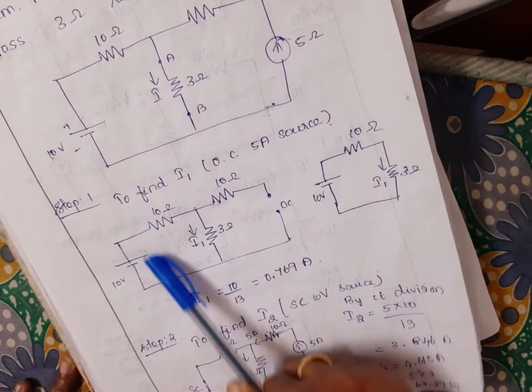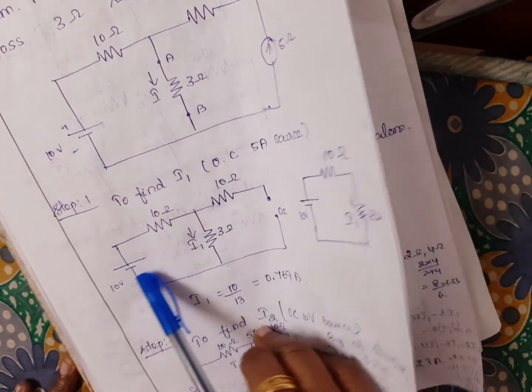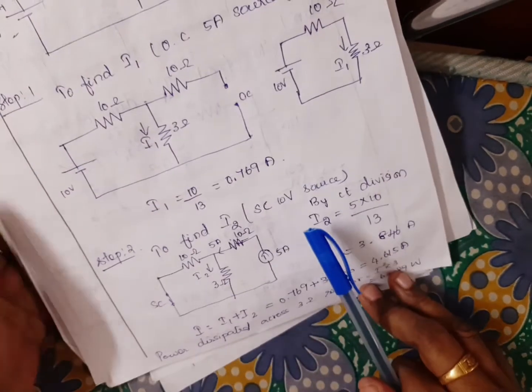Only you have this loop. Then what about the current? I1 is equal to V by R. That is V is 10, by 10 plus 3. The answer is 0.769 ampere.